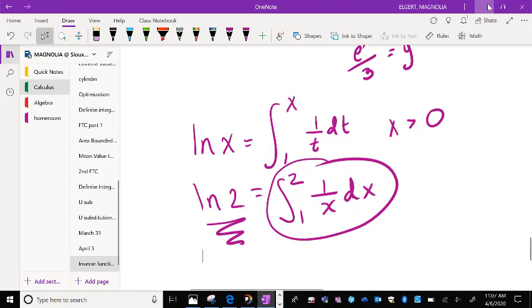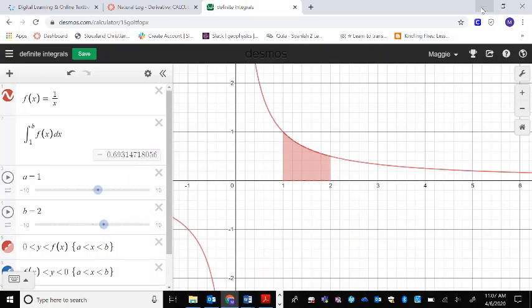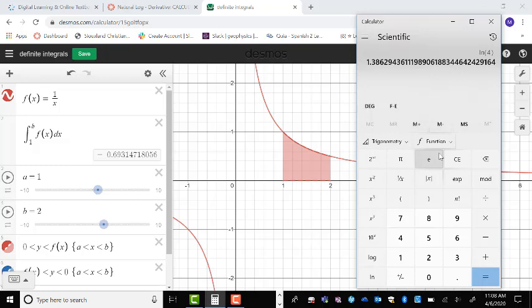Right here, I put 1 over x, because that's what they told me, and I'm looking at the positive, starting at 1, and my b is equal to 2. So that area is 0.693. If I put in the natural log of 2 in my calculator, I get the same number. Notice this number and this number are the same. That's where the natural log came from. That natural log value is an area under a curve.